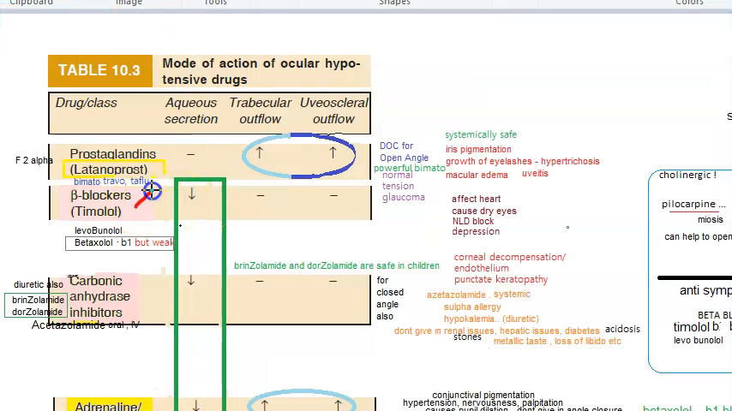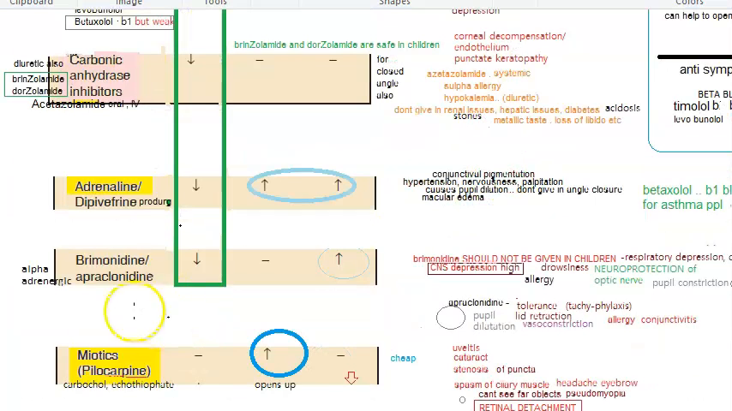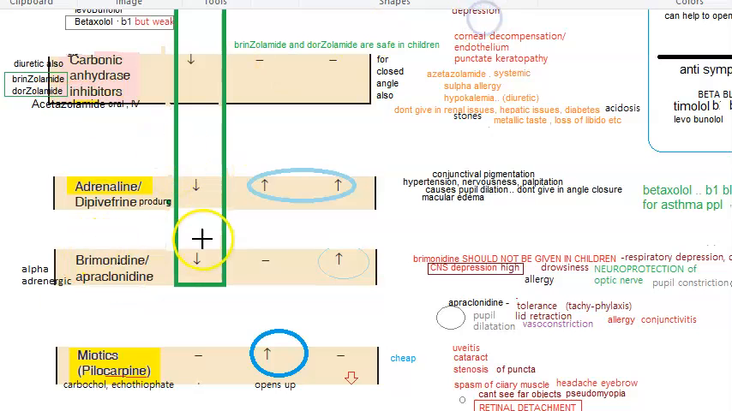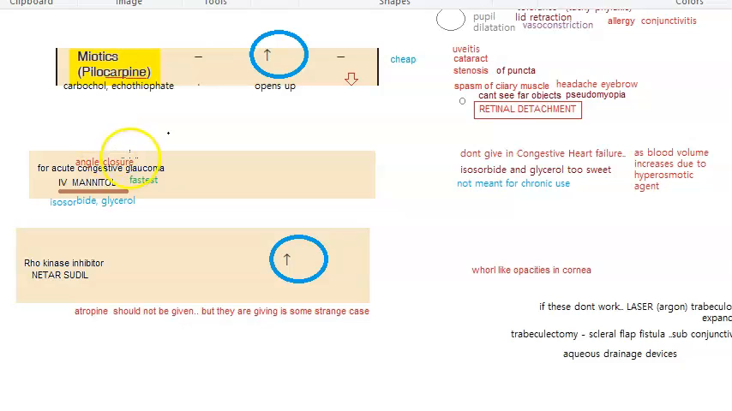What are the beta blocker drugs? Timolol, etc. Then the alpha adrenergic drugs: brimonidine, apraclonidine. Carbonic anhydrase inhibitors, we told you acetazolamide. We also spoke about mannitol already. Mannitol is IV, a hyperosmotic agent. So many drugs are there.